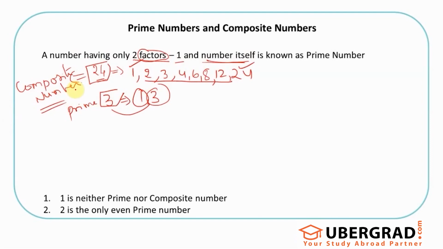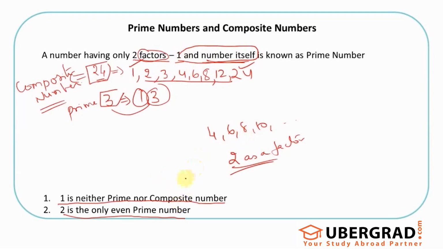So this is the definition of a prime number. A couple of interesting points to note: 1 is neither prime nor composite. That's an exception. And 2 is the only even prime number, because every other even number like 4, 6, 8, 10 always has 2 as a factor, so it violates the idea of a prime number. That's why the only even prime number is 2. That might help you solve some problems, so keep it in mind. And 1 is neither prime nor composite, please note this point.